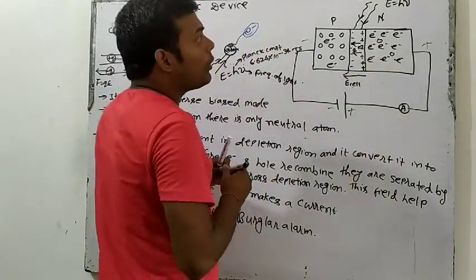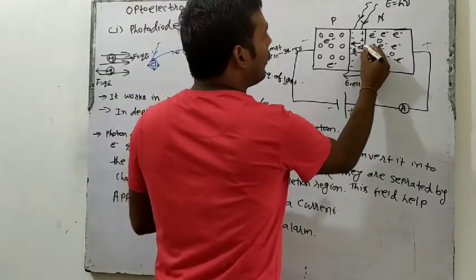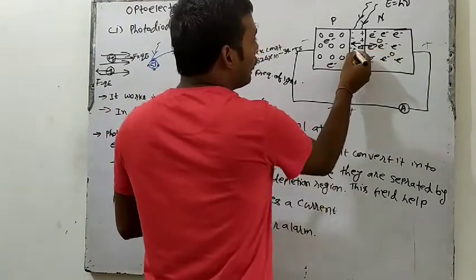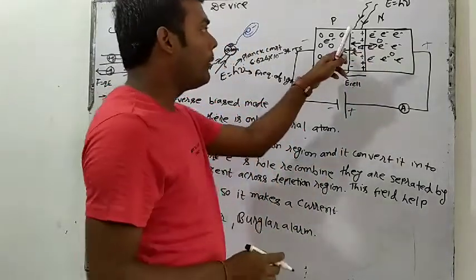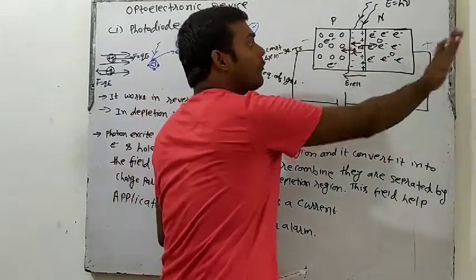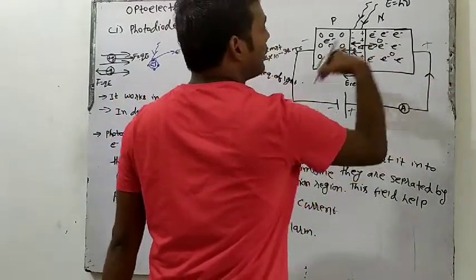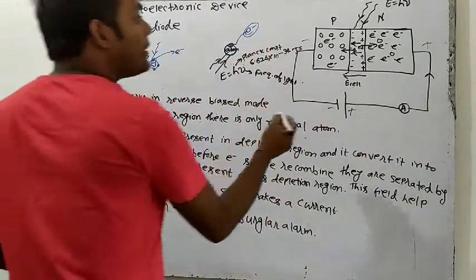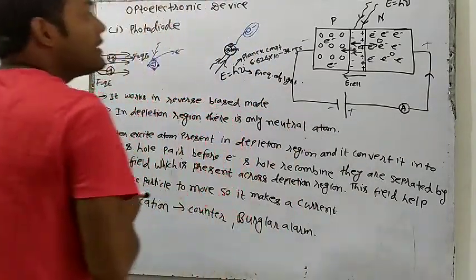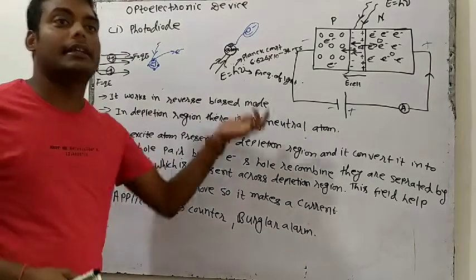So electron will move in the opposite direction of field. So field direction is this. So electron will go in here and hole will go here, because hole will move in the same direction of field. So this is field. So hole will move here, electron will move in this direction. So current will be generated in this direction. So a current will be generated in the circuit.